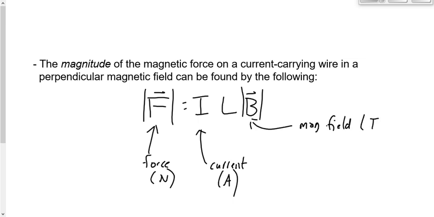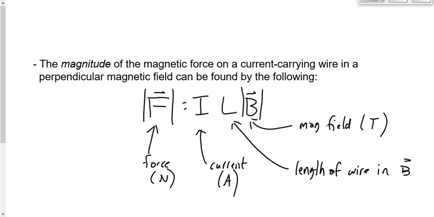What does L stand for, you think? It's the length of the wire in the magnetic field. So if you have a 3-meter long wire, but only 1 meter is in the magnetic field, what length would you use? 1, not 3, right?